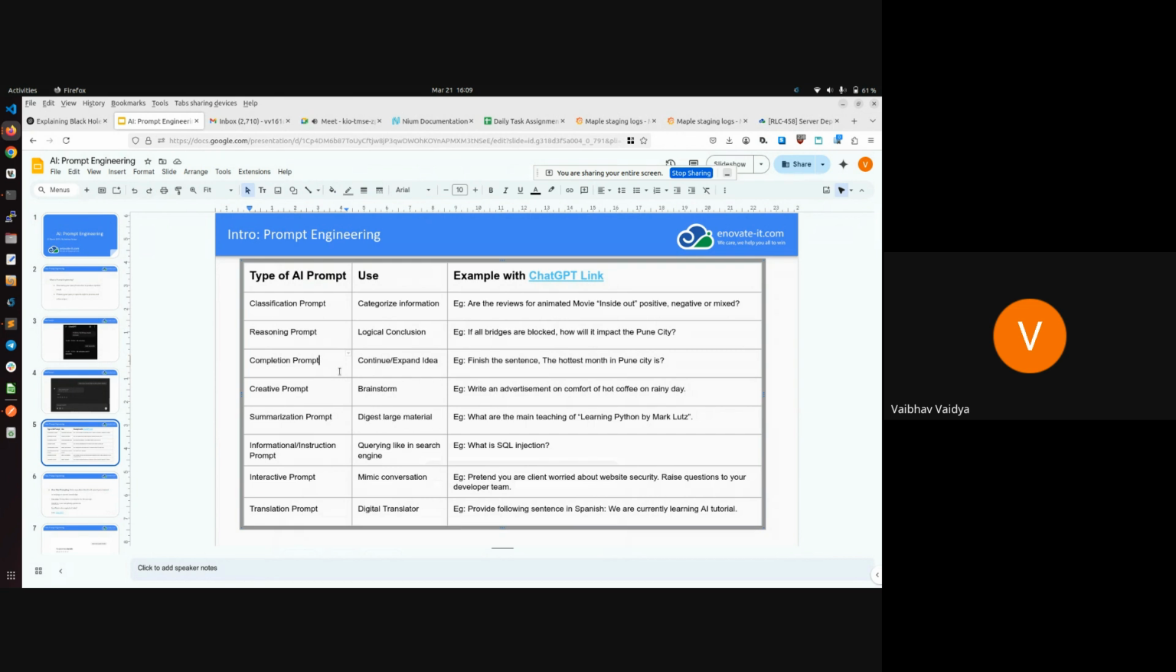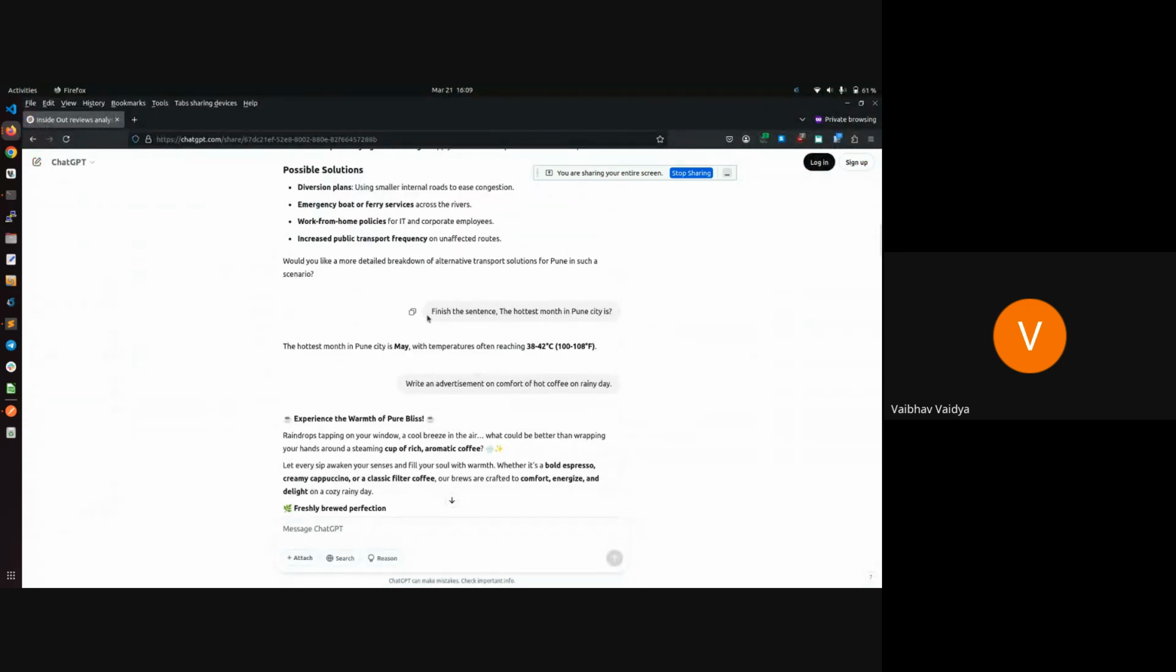A completion prompt is simply that it will finish your idea. For example, in this we have used finish the sentence. The hottest month in Pune city is, and then we have not given any data. We have left it to infer the data directly. Simple finish the sentence. Hottest month in Pune city is, and we get the answer May, with temperatures ranging from 38 to 48 degrees centigrade.